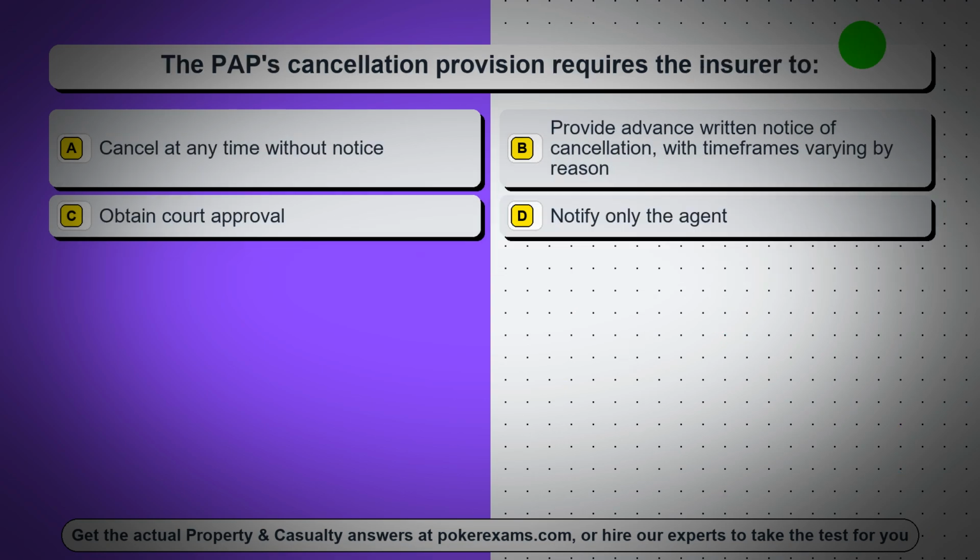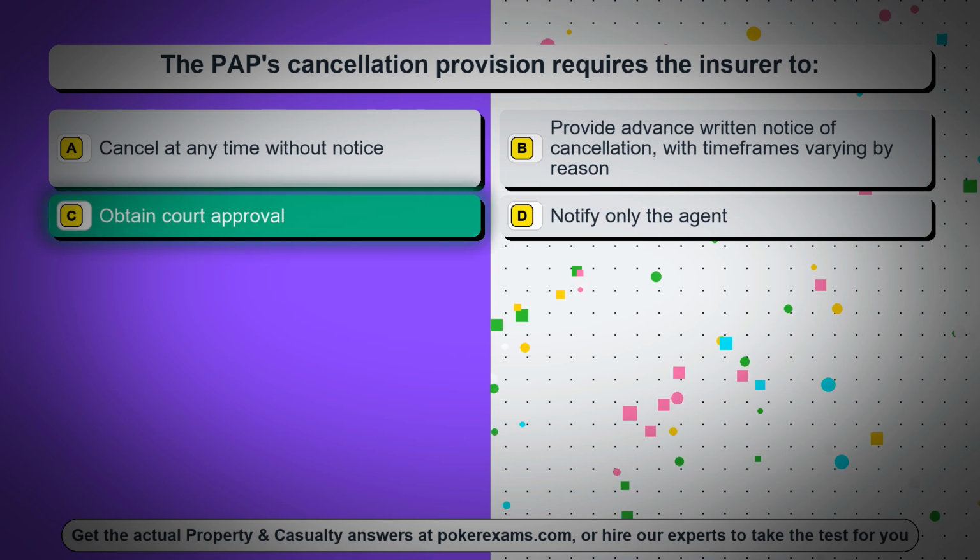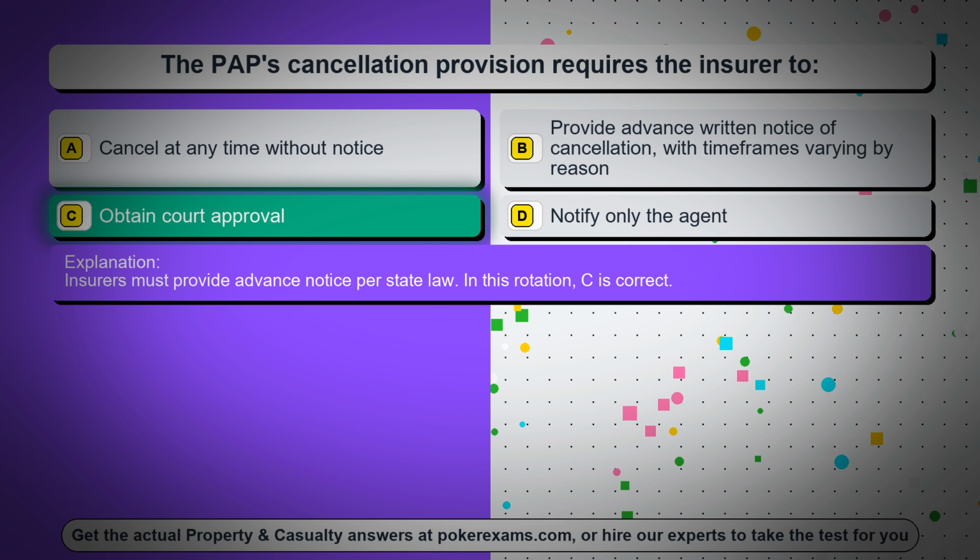Question 6. The most common cause of distributive shock is: Option A: anaphylaxis. Option B: neurogenic injury. Option C: sepsis. Option D: adrenal crisis. The correct answer is option C. Sepsis is by far the most common cause of distributive shock. In this rotation, D is the correct position.